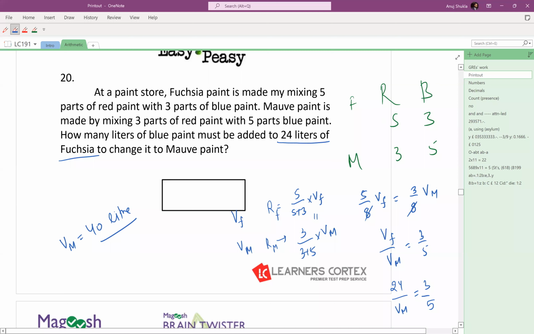So already the total volume is 40 liters in mauve, right? Total is 40 liters. But how much was it before? It was 24 liters before. So how much are you adding extra? You are adding 16 liters extra. So 40 minus 24, that is 16. By this way also you can solve. So I told you 3 methods. Whichever you like, you can follow.